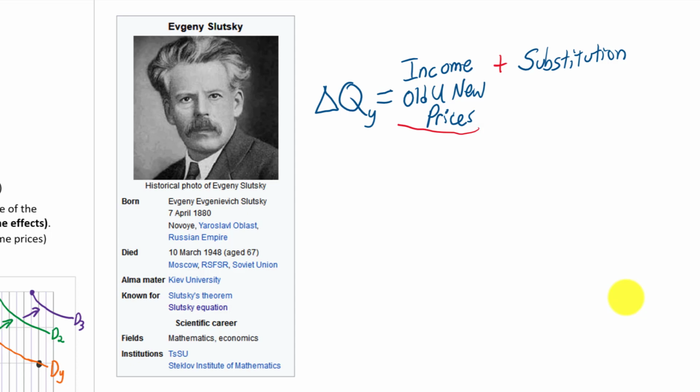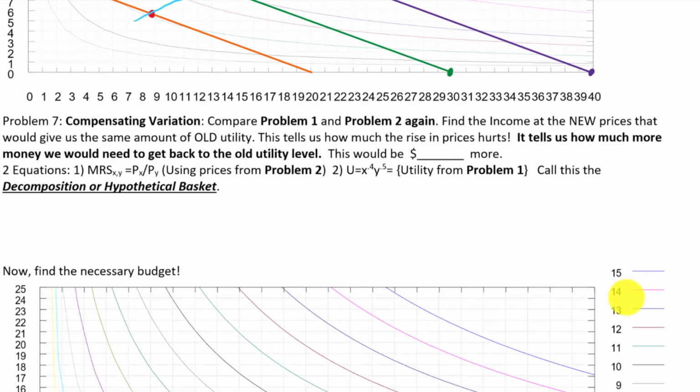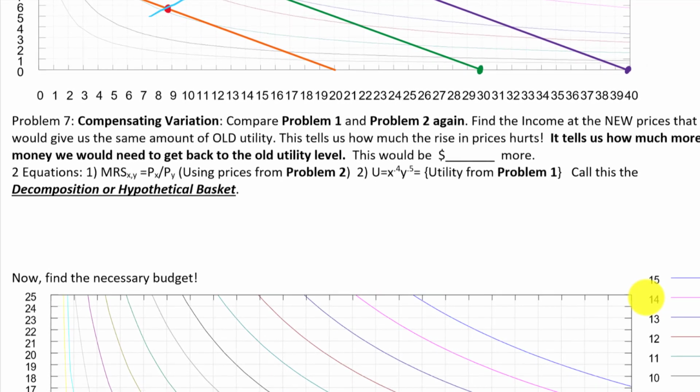Now, this is going to make a lot more sense when we actually do this. So let's just dive right in. Continuing our problem from last time, what we're going to do here is calculate what we call the compensating variation, which asks the question: how much money would I have to give you to compensate you for the fact that the price of Y increased?